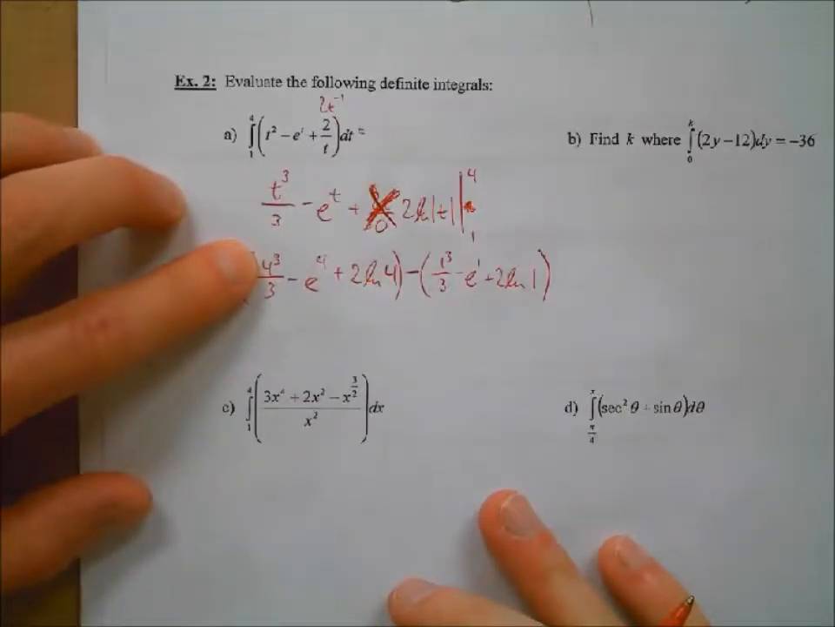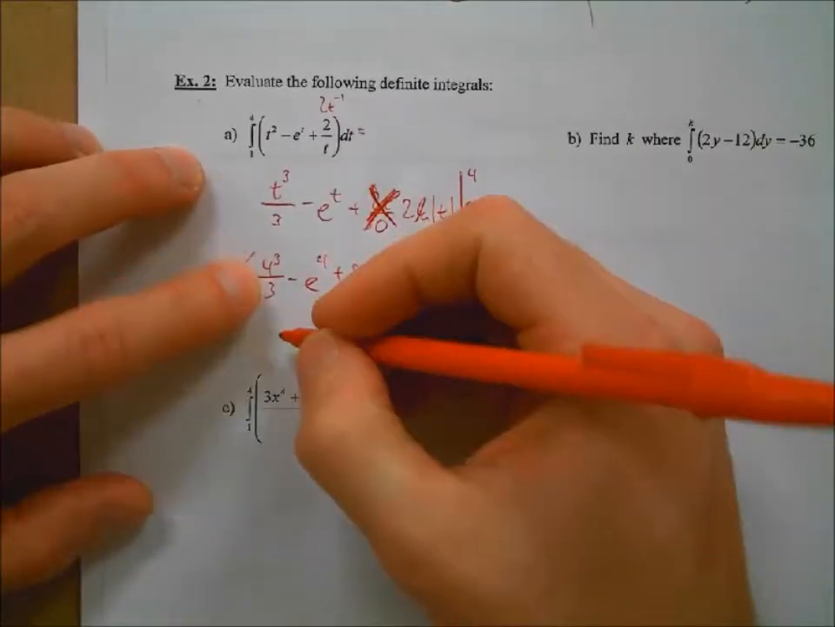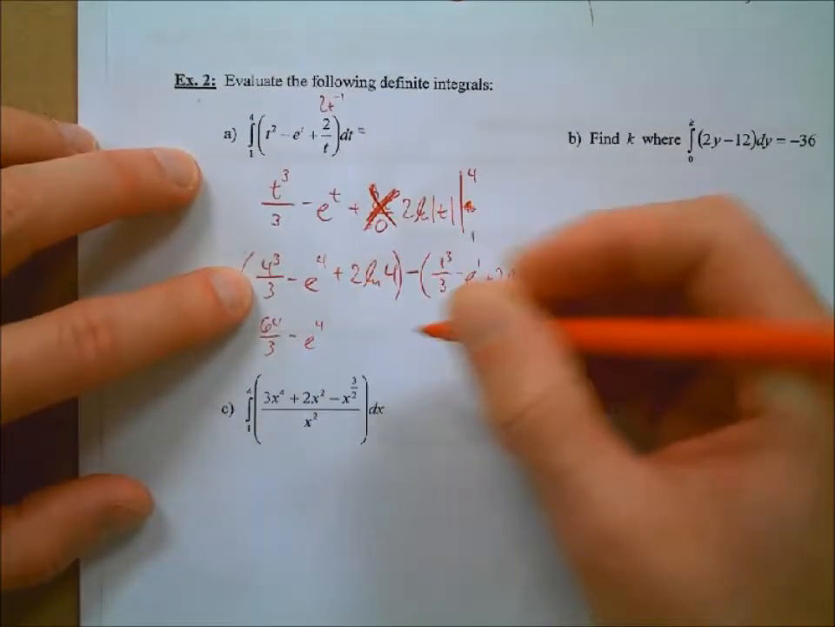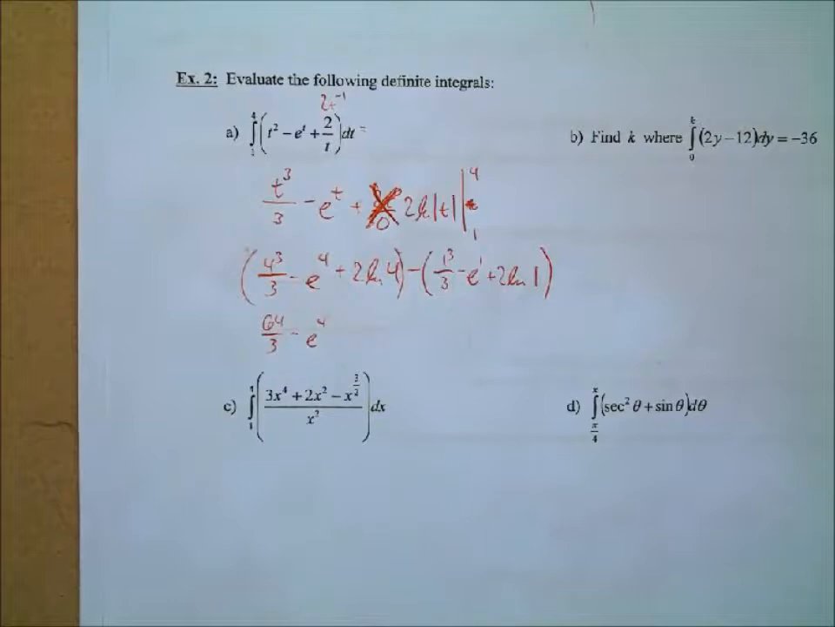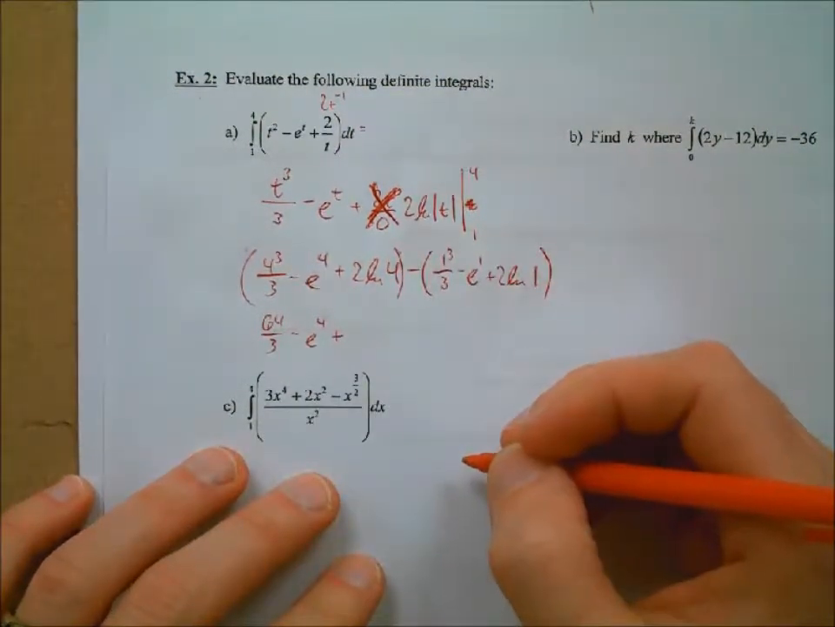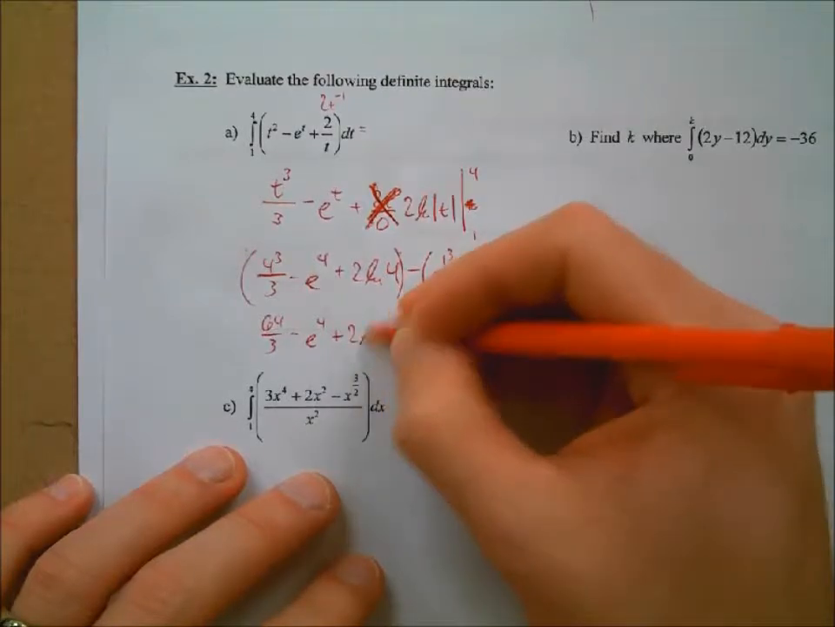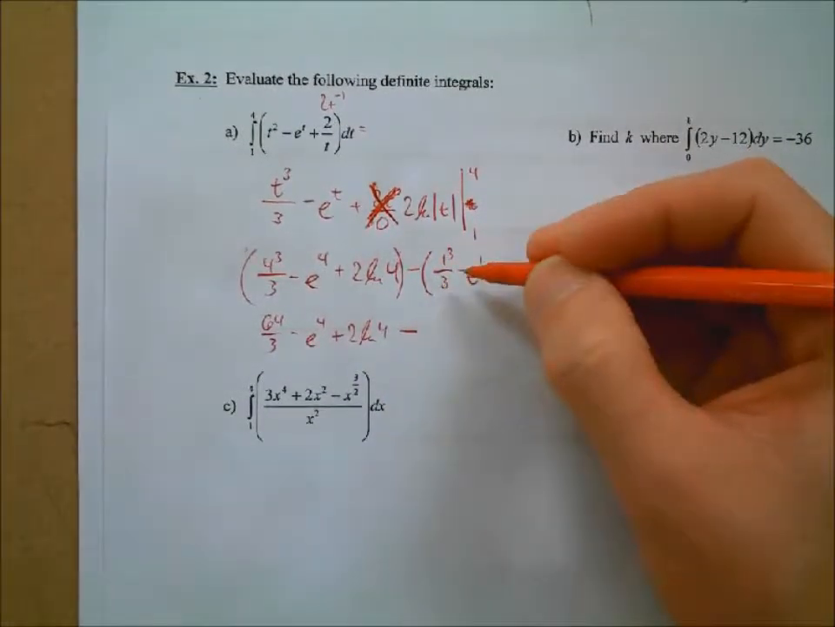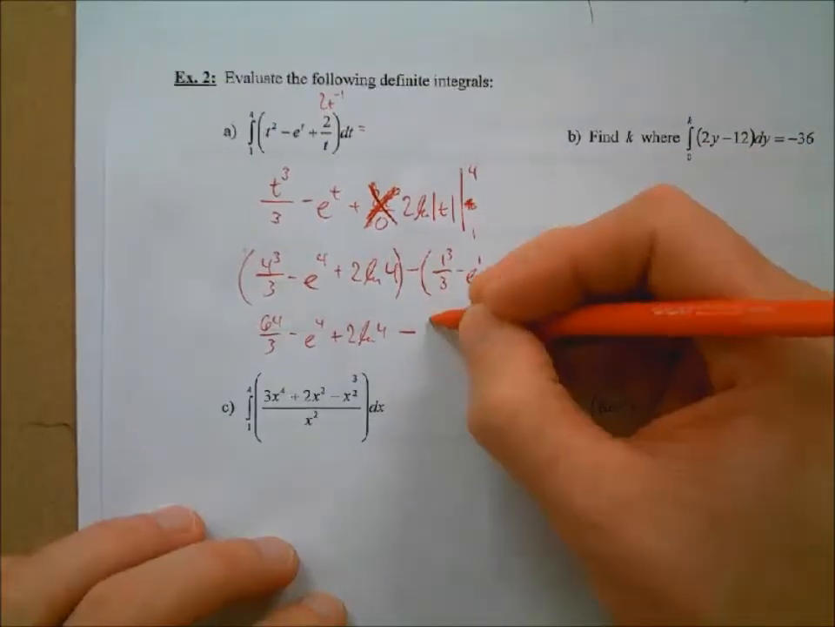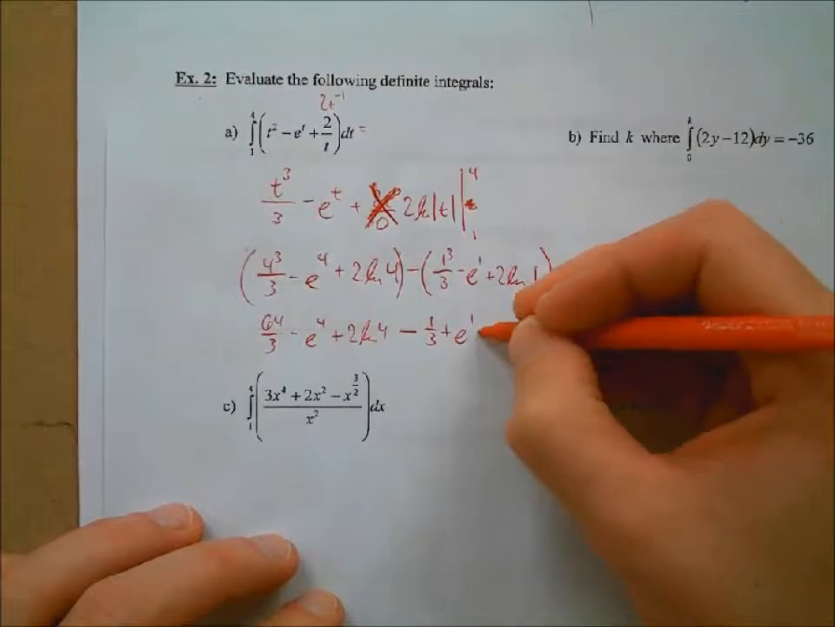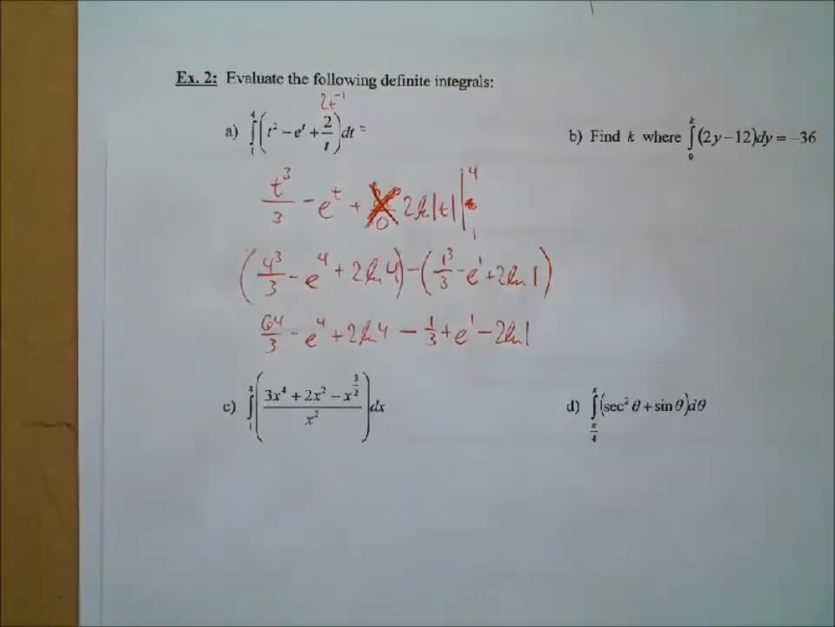So 4 to the 3rd is 64, so you get 64 thirds minus e to the 4th. And then, plus, I don't think there's going to be an easy way to simplify, so we'll say 2 ln of 4 minus, and now I'm going to distribute that minus sign, so it becomes minus 1/3, plus e to the 1, and then minus 2 natural log of 1.